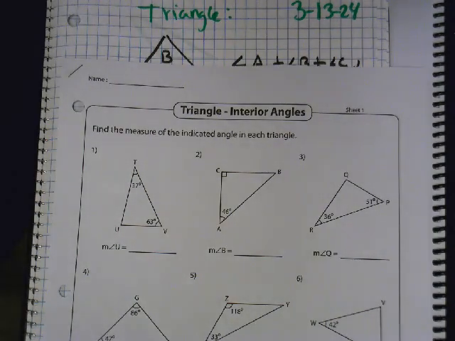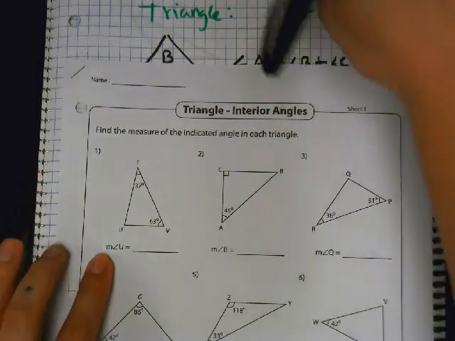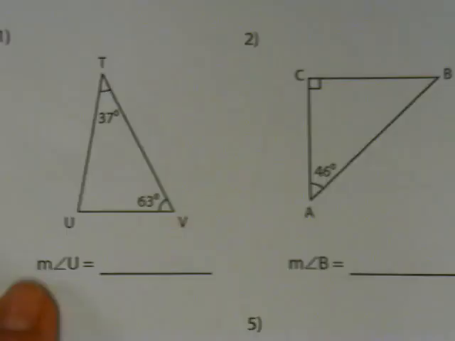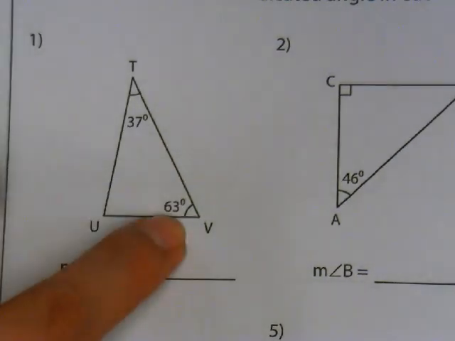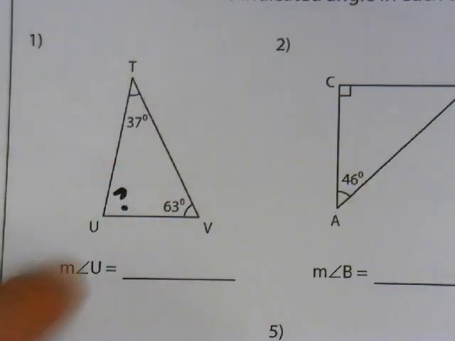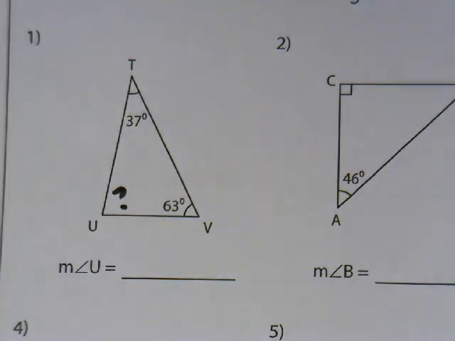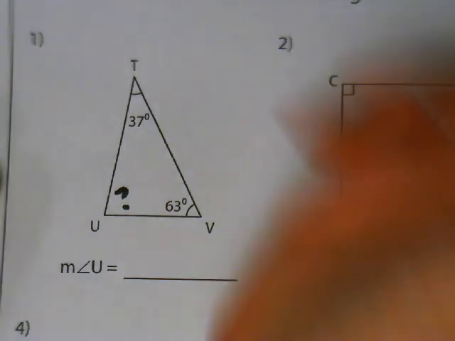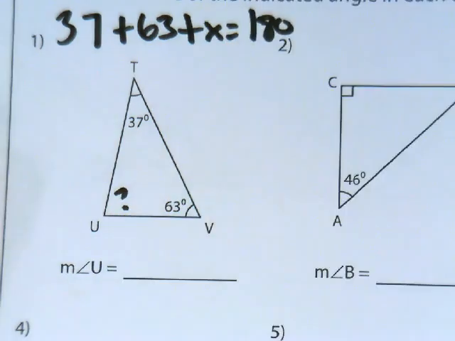Really easy. So you're missing the measure of angle U. M stands for measure. Measure of angle U. So I give you 37, I give you 63, and then I give you, I don't know, right? We can use an X. All right, set up your equation while I answer this call. This is Miss O'Malley.